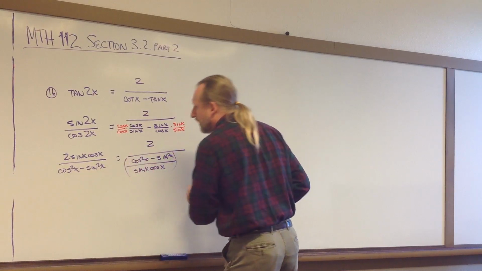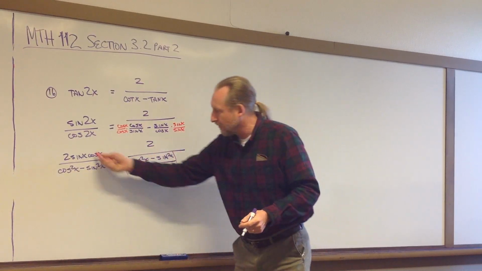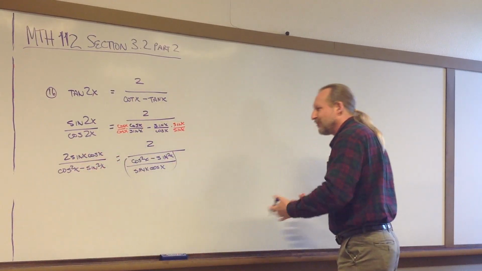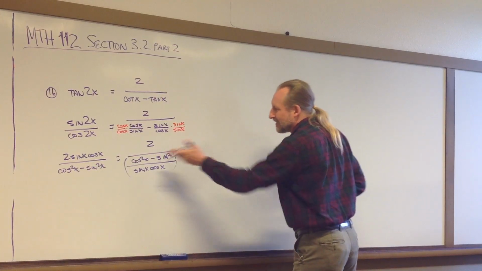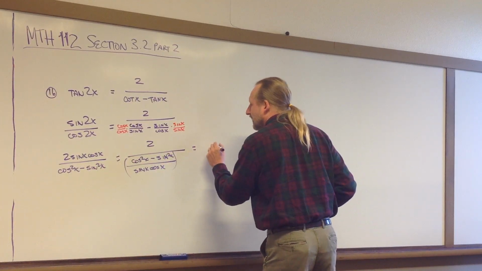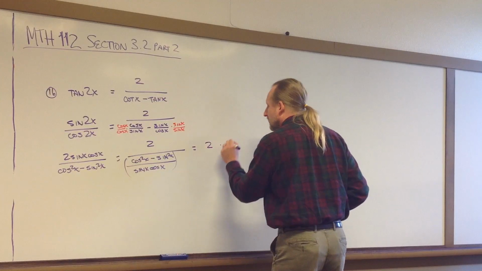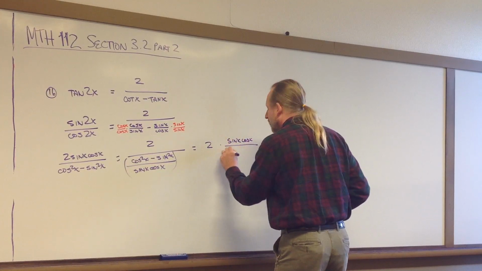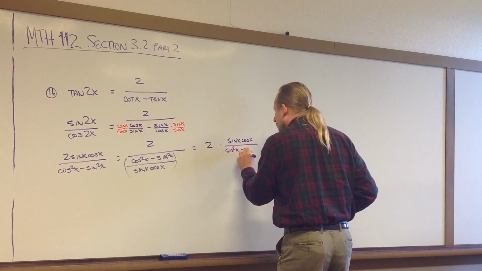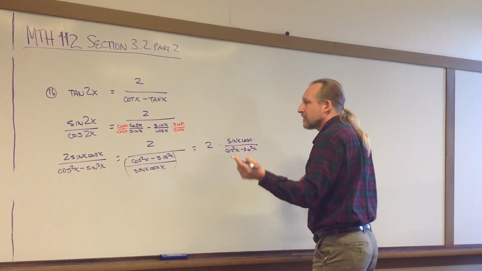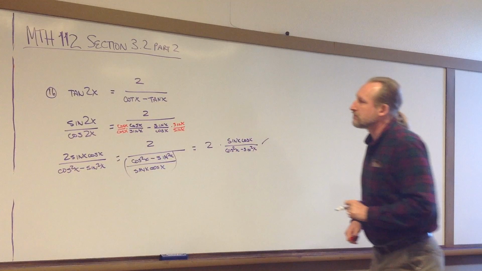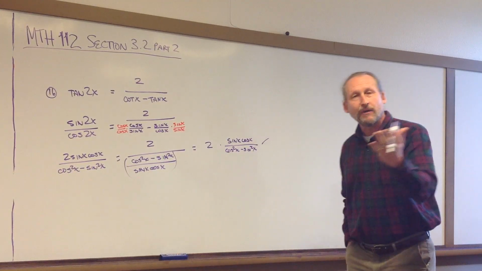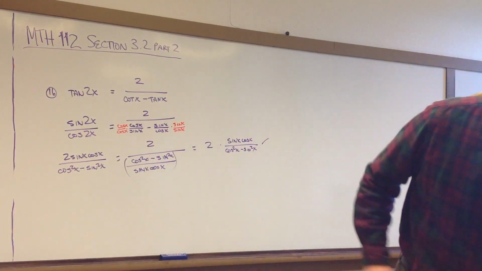And we're almost done. You can see the pieces. We've got all 3 pieces that we need: the 2, the cosine squared minus sine squared, and the sine x cosine x. So this will be 2 times sine x cosine x over cosine squared x minus sine squared x. And there we go, we're done. That one was a lot more straightforward.